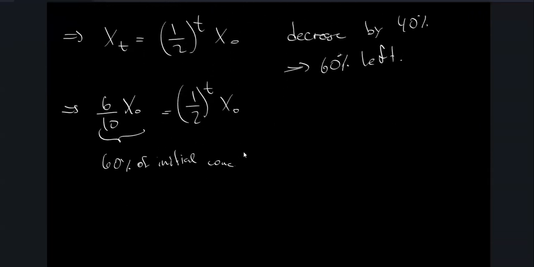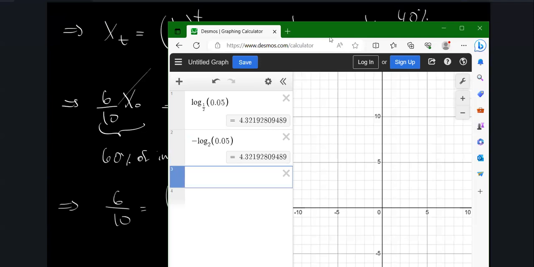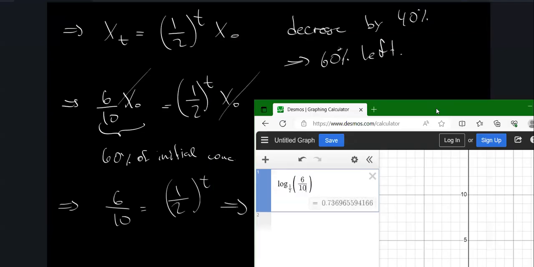And so when we do this, you'll actually see, oh, look at that, the x naughts cancel, so they do not matter. What we get is 6/10 is equal to 1/2 to the t. If you go ahead and solve this, you will get t. I'm just going to give you the straight answer right over here. If I solve that, I will get 0.74.